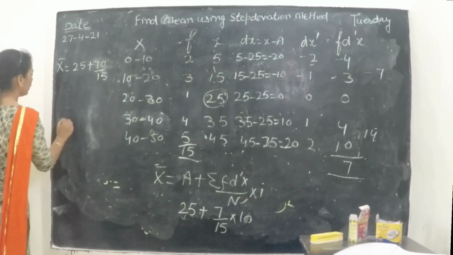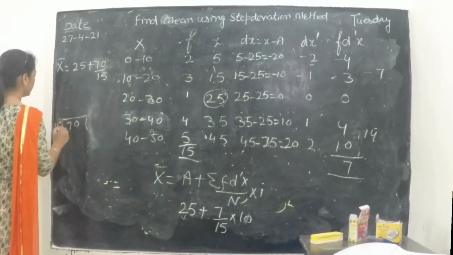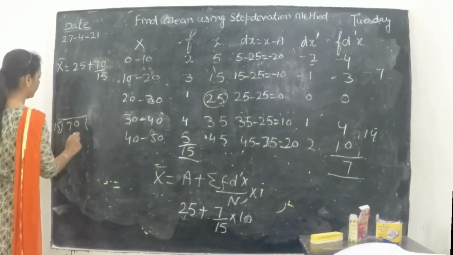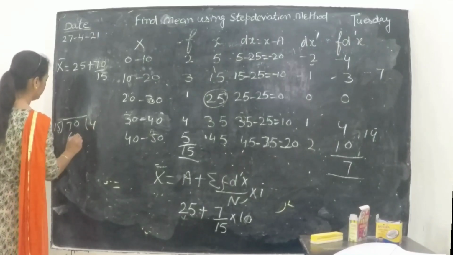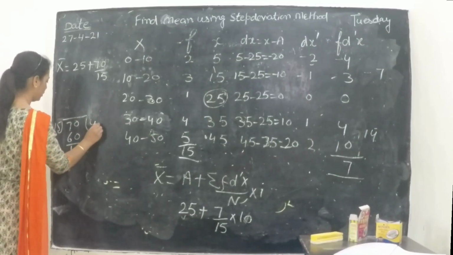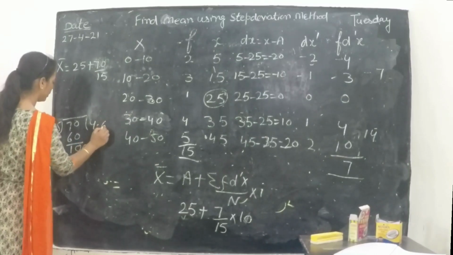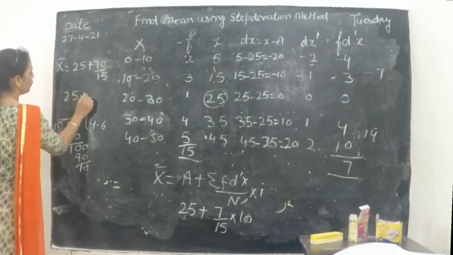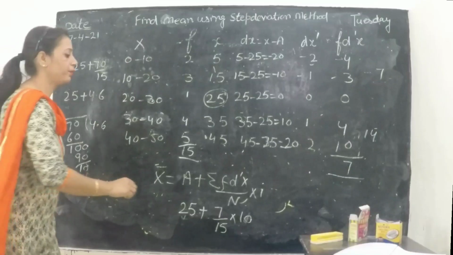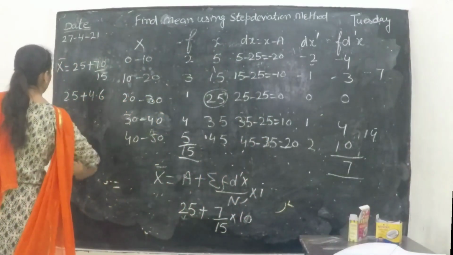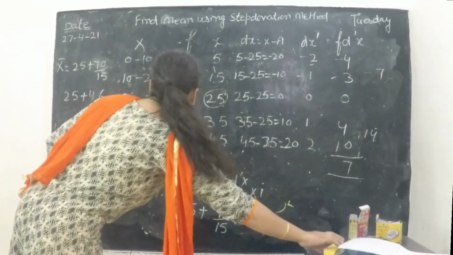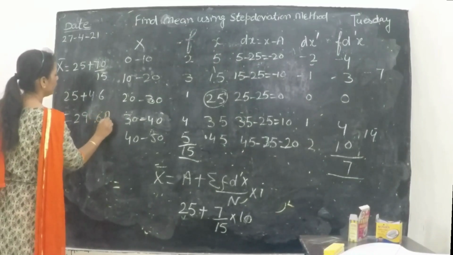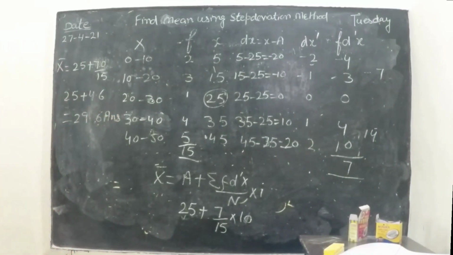So I will divide 70 by 15. 15 times 4 is 60, 10 remaining, 15 times 6 is 90. So 25 plus 4.6, we will add. It will be 29.6. So the value of the mean will be 29.6.